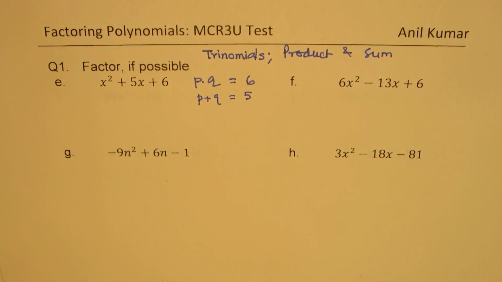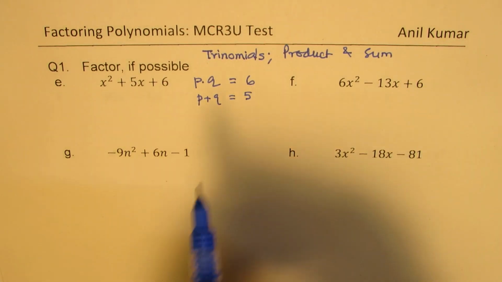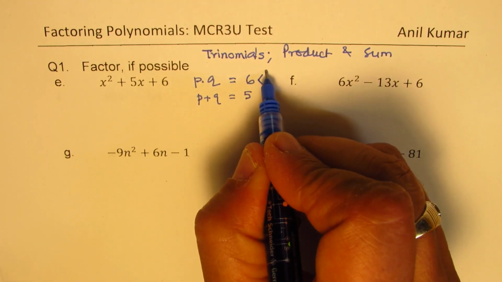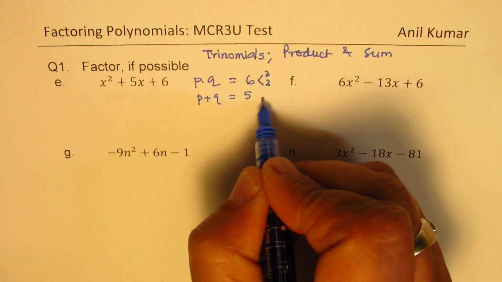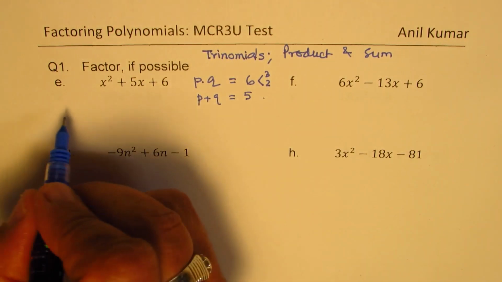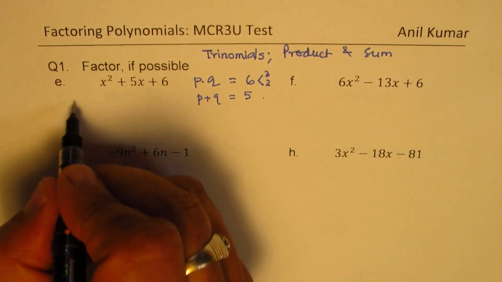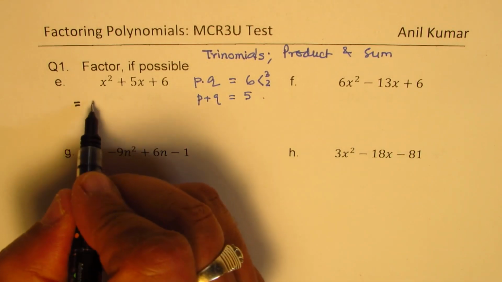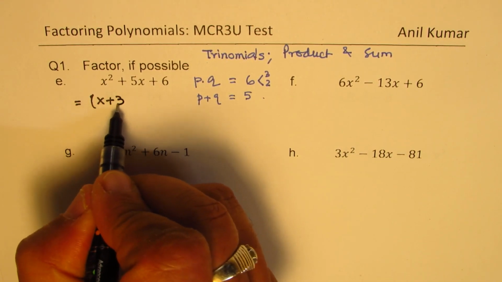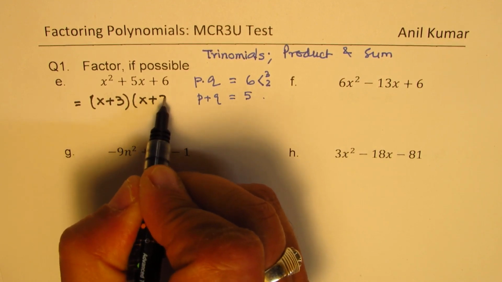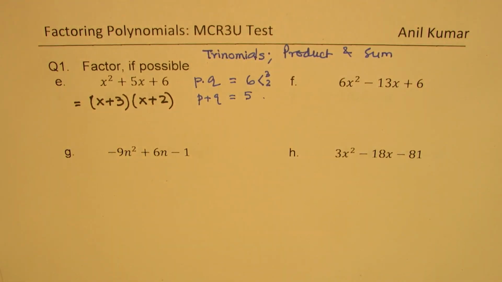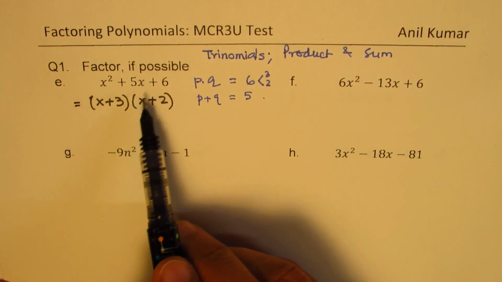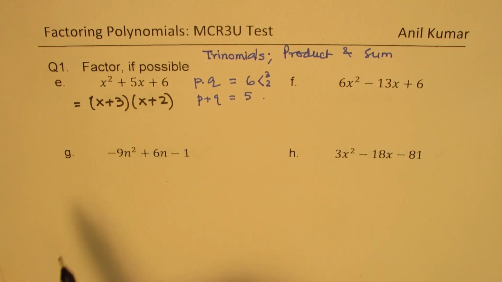So do we get something which could give us that kind of product and sum? Well, 3 times 2 is 6, right? When you add them, you get 5. And so I could write this directly as x plus 3 times x plus 2. Is it clear to you? So it is a one-step process once you find product and sum. These are fairly simple questions, but you should master this technique.